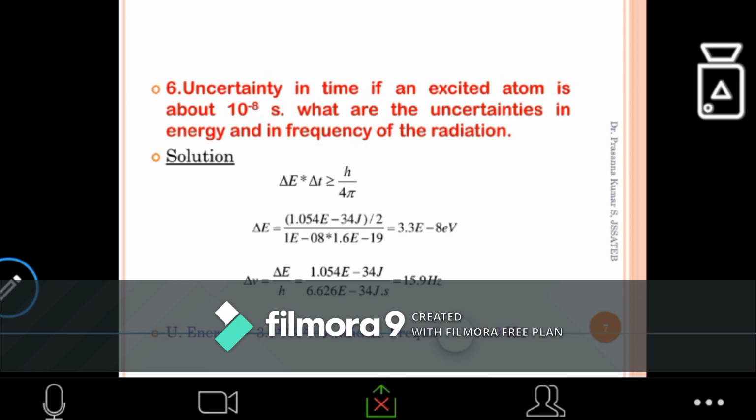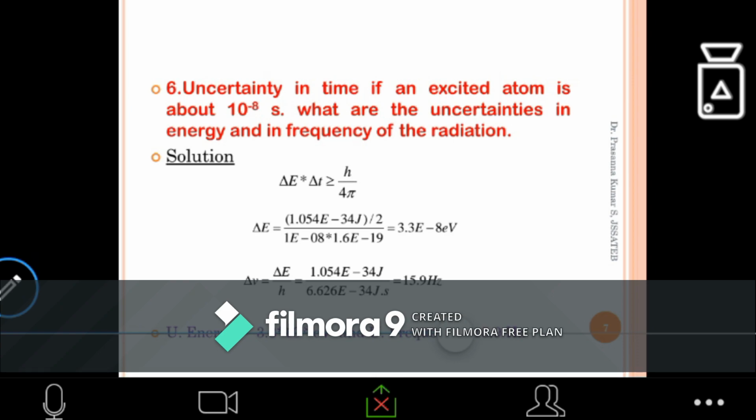What you require first is ΔE, the uncertainty in energy. Arranging for ΔE, it is h/(4π Δt). The value of h is 6.626 × 10^-34, and here what I have done is, since h/2π is equal to ħ, I substituted ħ and divided by 2. I am just doing it like that.